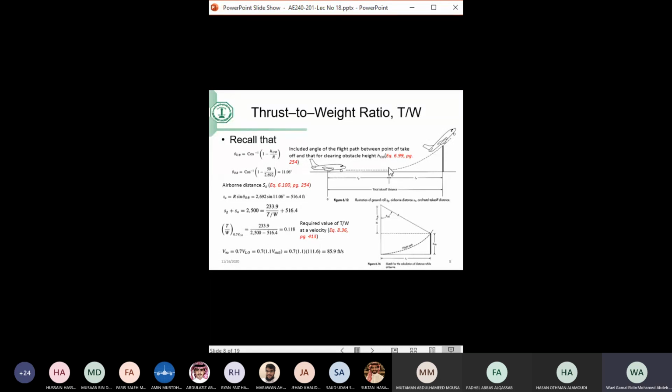But since speed changes during takeoff from 0, accelerate, lift off, and then climb, I must pick an average speed in order to multiply by the thrust to get the power. And we agreed that this speed is 0.7 of the lift-off speed, like the average point when the airplane is roughly here. So 0.7 times 1.1 times the stall speed, because this is the lift-off speed or the takeoff speed. That would be about 85 feet per second. Multiply the speed by the thrust will give me the power.